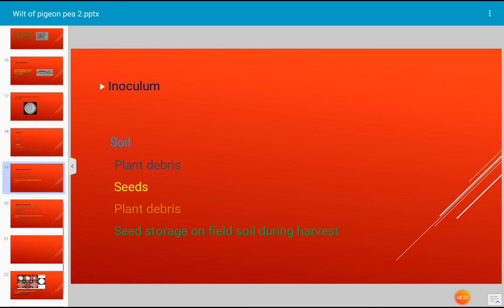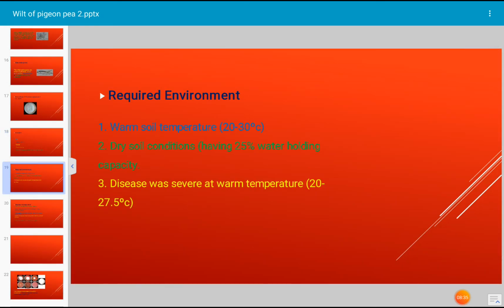Next, the required environment. What type of environment is favorable for the growth of the pathogen and disease development? Warm temperature is most favorable. A temperature between 20 to 30 degrees Celsius is favorable for the wilt disease of pigeon pea, which is caused by Fusarium oxysporum form species udum. Dry soil conditions having 25% water holding capacity are favorable for growth. Disease was severe at warm temperatures, 20 to 27.5 degrees Celsius, as reported by researchers.